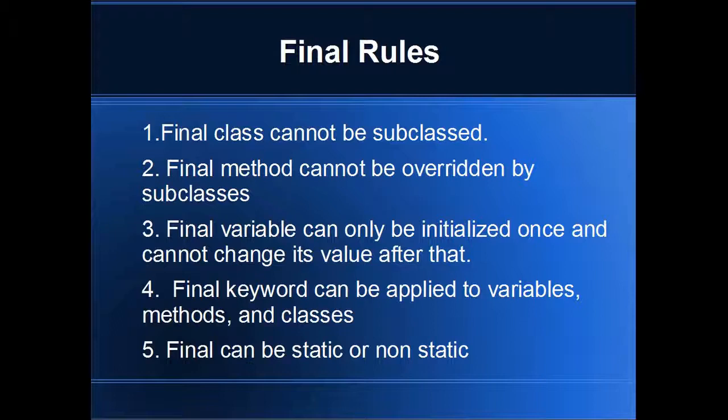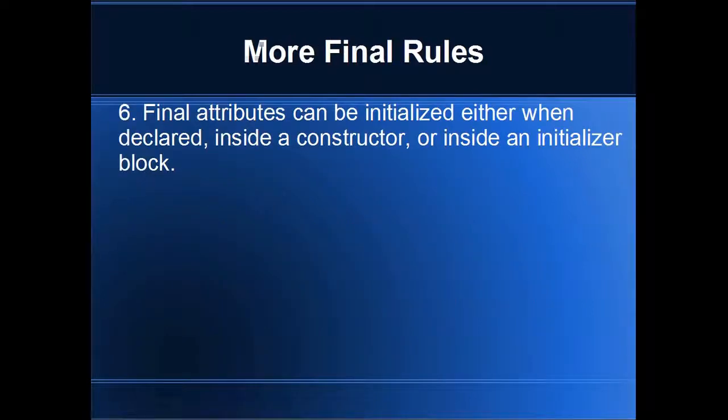Final attributes can be initialized either when declared, inside a constructor, or inside an initializer block. You can initialize them inside a constructor or inside an initializer block. You cannot initialize a final variable inside a method.